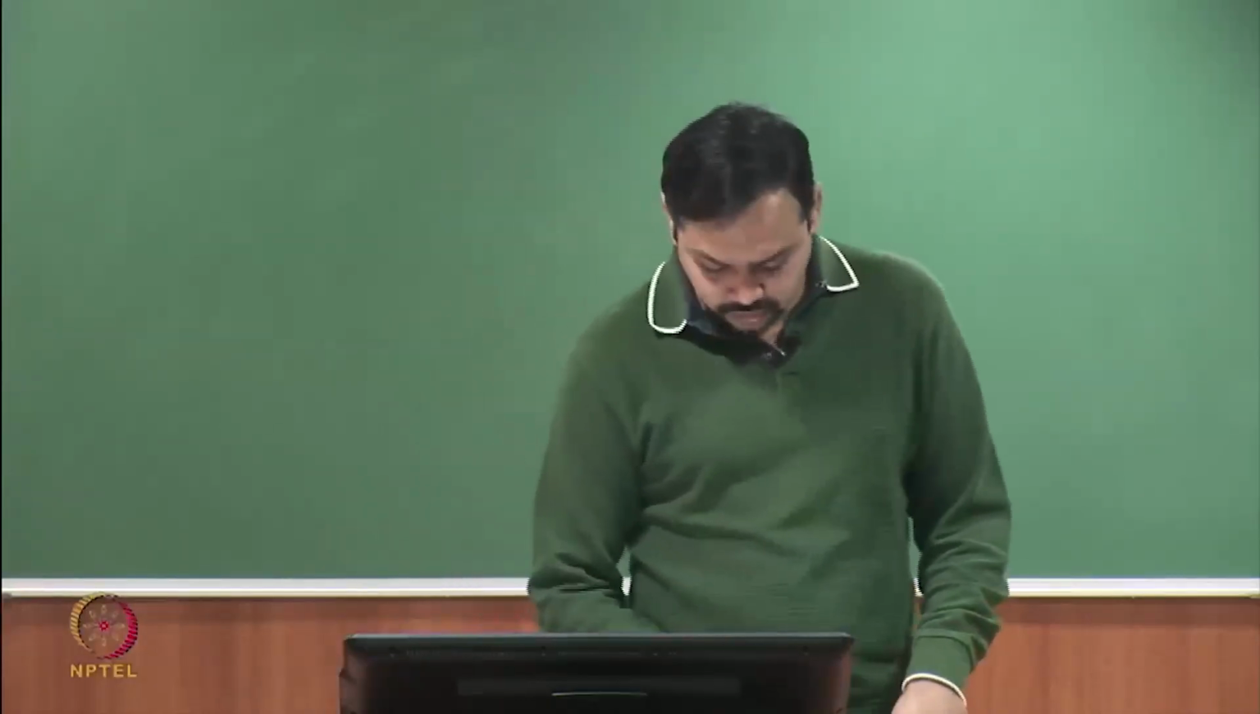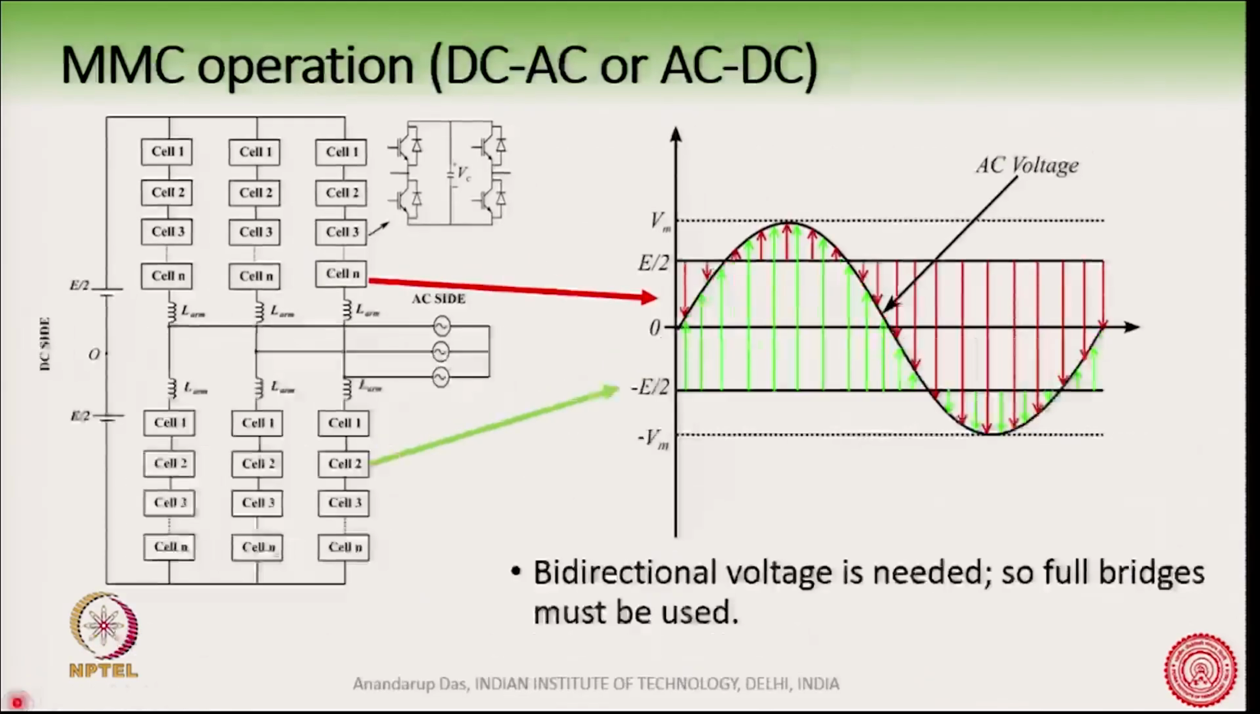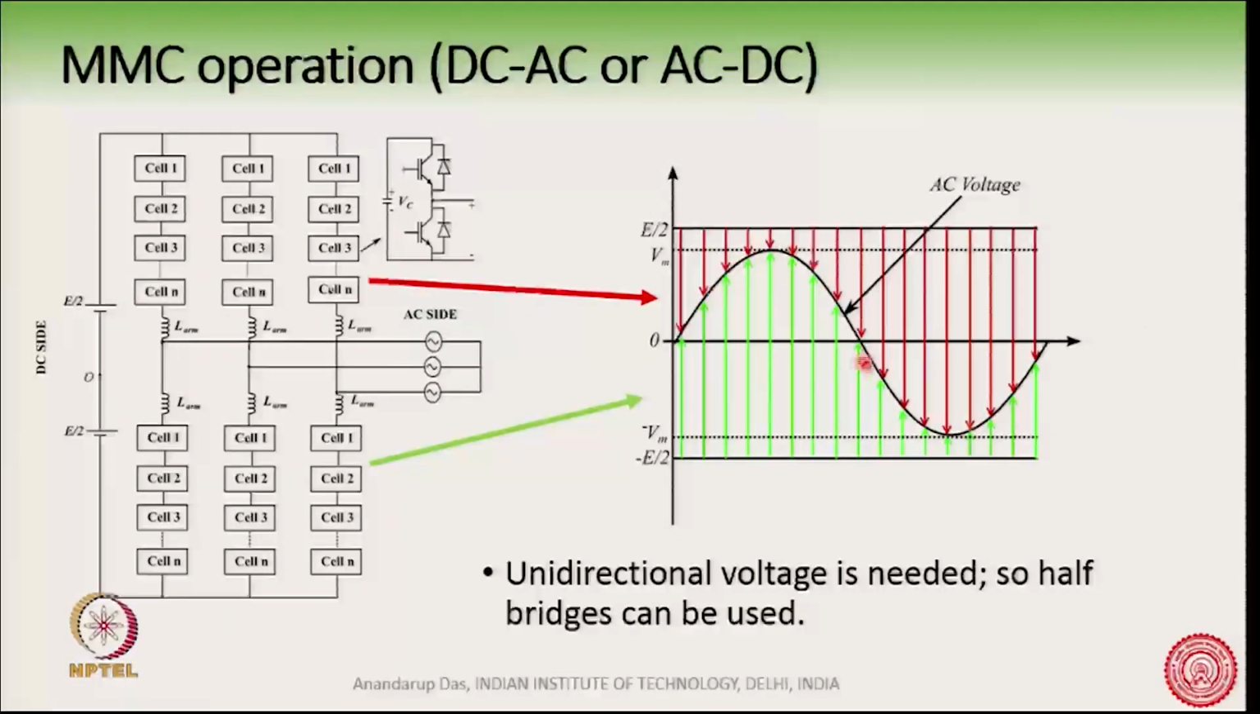This is also understood from this waveform here. Okay. It is also understood that suppose the AC voltage is reaching this place. So, let me draw it. If the AC voltage is something like this here, this is the condition where Vm is equal to E by 2. Okay, this is the condition I have drawn.